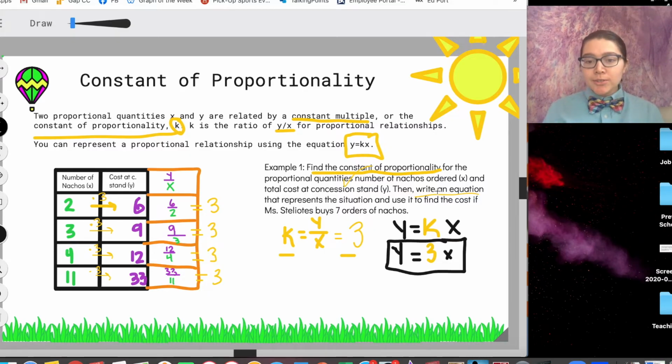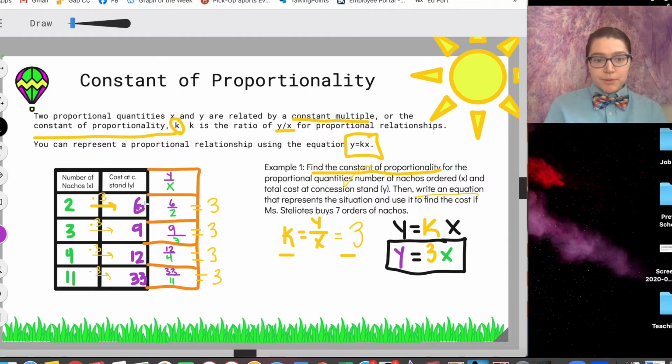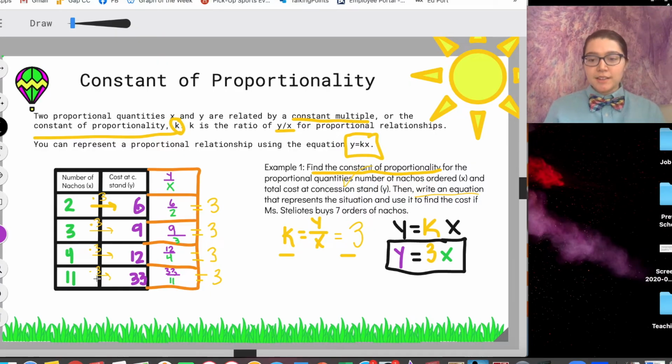And now we can use that to find how much it's going to cost if I buy 7 nachos. But before I do that, let me make sure we get why that equation makes sense. What this equation says is that the y value is going to be equal to 3 times my x value. And I can figure out my purple, my y value, by multiplying the green, the x, times my constant of proportionality 3 every single time. So that's why that's an equation that represents it.